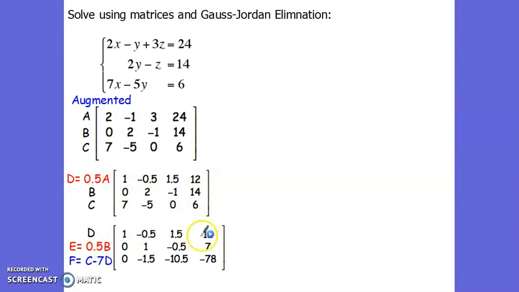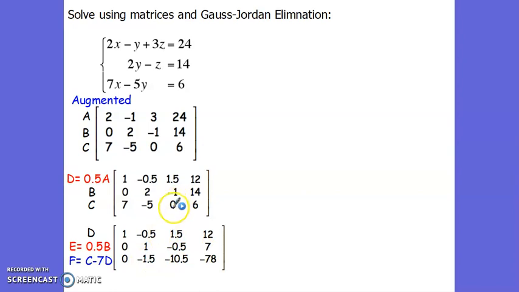So again, row 1 looks good. We got our 1. Then we want to get rid of this 7. So I went ahead and took 7 times row 1. And if I take row C minus 7 of row D here, 7 minus 7 will get me that 0. And again, everything else just falls into place. Negative 5 minus 7 times negative 0.5. So again, plus 3.5. It's going to be a negative 1.5 here. Don't worry about the fact that we get decimals. They'll work their way out.